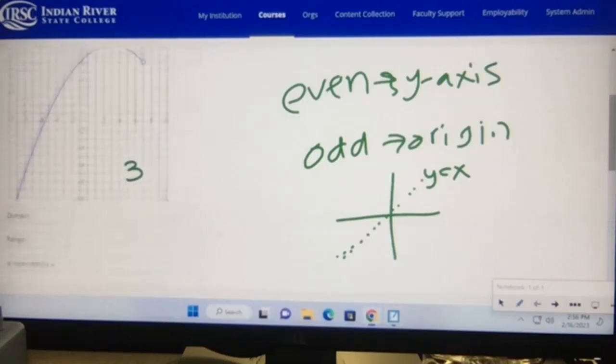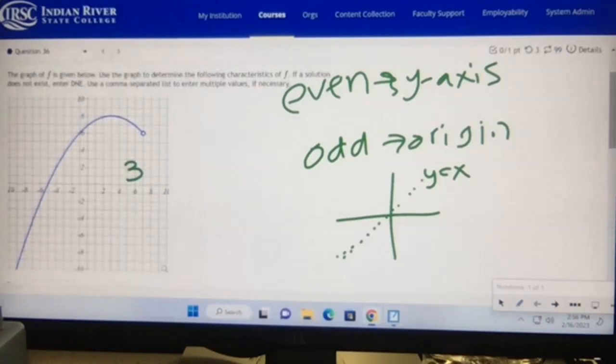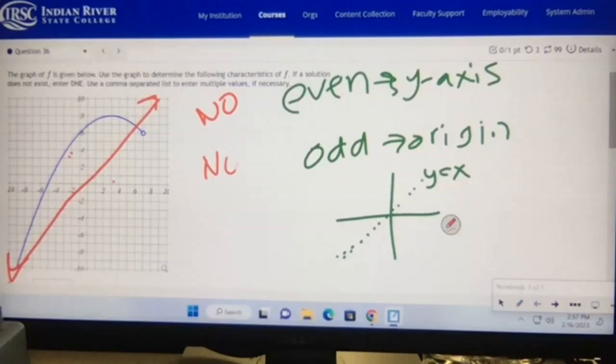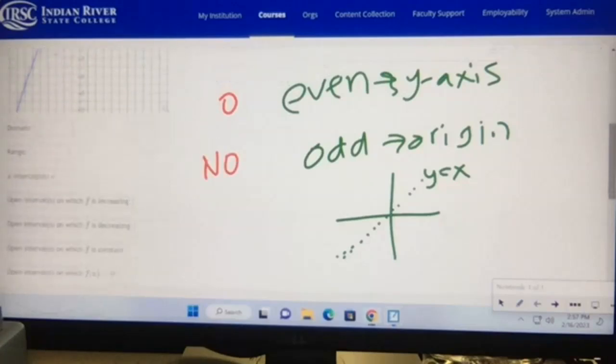But if I were to look at this graph, if I fold it on the y-axis, or if I fold it on the diagonal, let's do one thing at a time. If I fold it on the y-axis, it's not the same thing on both sides. So it has no y-axis symmetry, it's not even. If I fold it on the diagonal to check for origin symmetry, it's not the same on both sides. So it's not odd. So our answer would be neither.